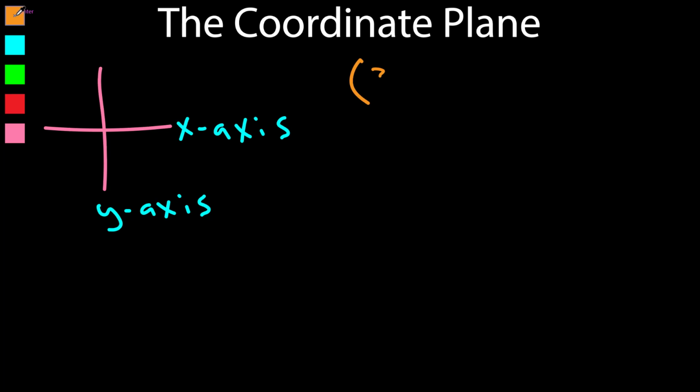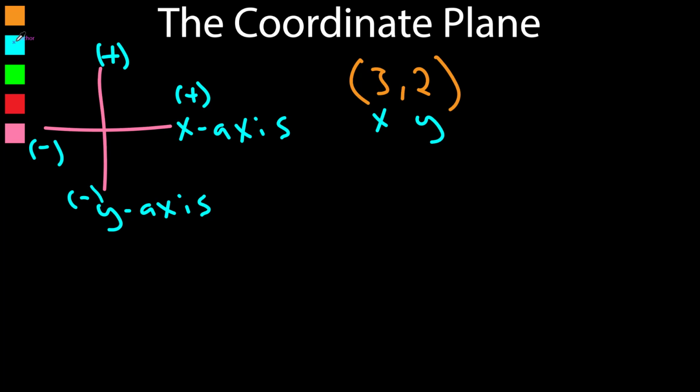An ordered pair is usually denoted by parentheses and two numbers. Now this is called an ordered pair because these two numbers are always in the same order, being that x is the first number and y is the second number. So on the x-axis, to the right is positive, to the left is negative. On the y-axis, up is positive and down is negative.